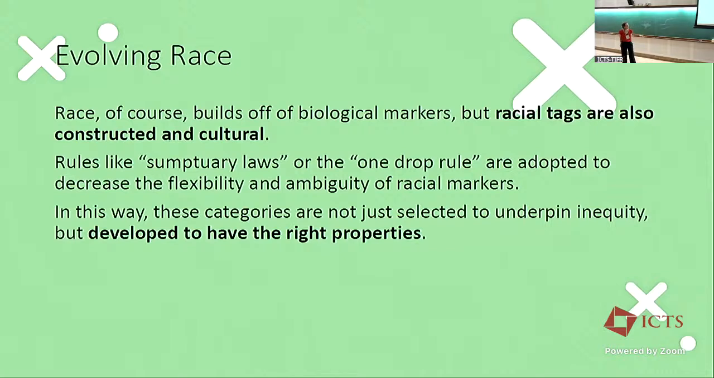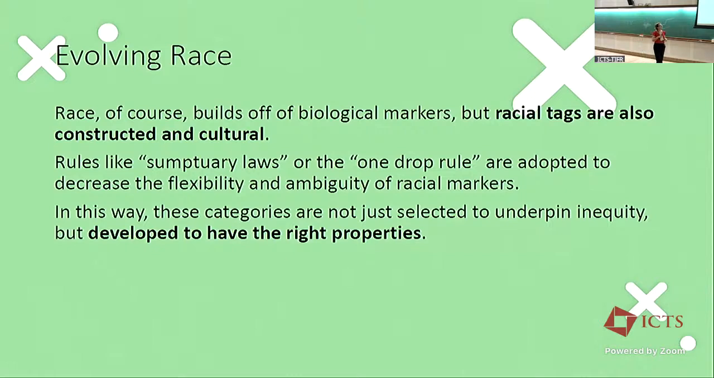In addition, what we argue is that it's not just that race got selected to act as this kind of tag, but then it got culturally developed to have the right sorts of properties, again, to be more inflexible and more observable than it even would be naturally. So if you look, for example, at the American context, you have these rules like sumptuary laws and the one-drop rule that specifically function to decrease the flexibility and ambiguity of racial markers.